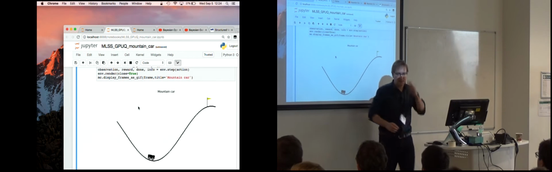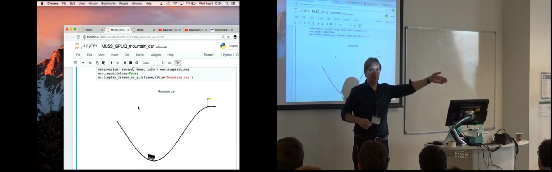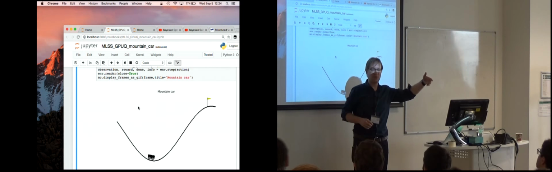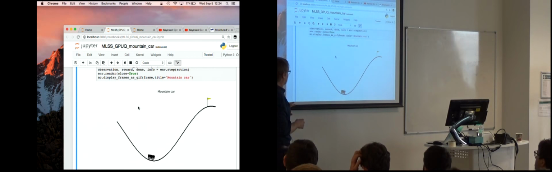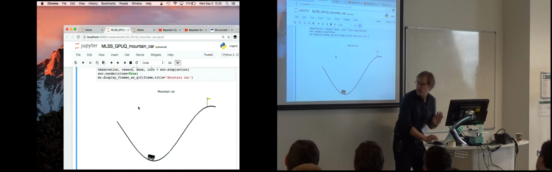This is an example that Mark Pulley put together. How can you use Bayesian optimization to solve reinforcement learning problems? This is a notebook, and I can share the notebook with you. So we have this example.